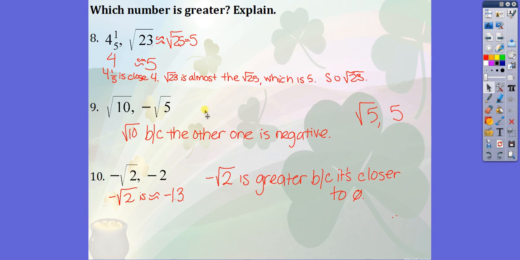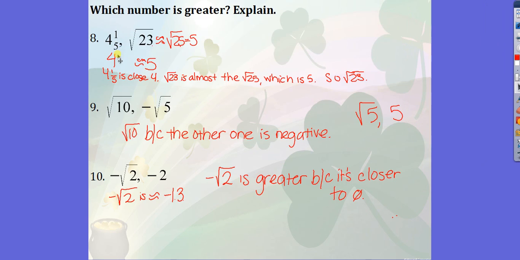And we did these ones, and so 4 1/5 is really close to 4, and the square root of 23 is really close to the square root of 25, which is 5. So we said 4 1/5 is close to 4 because it says explain. Square root of 23 is almost the square root of 25, which is 5, so the square root of 23 is greater. This one should have been obvious for most of you because the other one is negative. If we have one positive, one negative, the positive number is always going to be bigger.